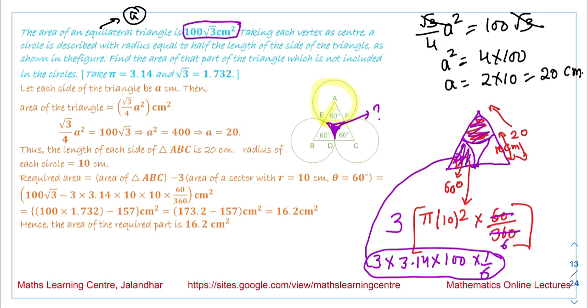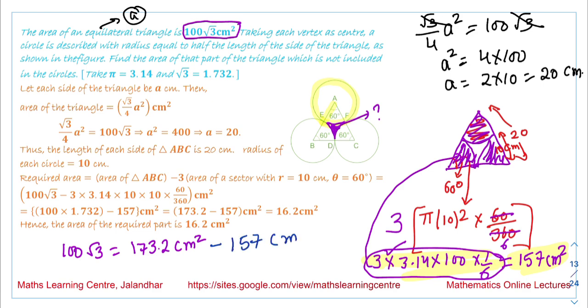We are talking about the area of this plus area of this plus area of this region. The area of the triangle is given to be 100 root 3, that is equal to 173.2 centimeter square. On solving this value, you will get the area of these 3 sectors as 157 centimeter square. So on subtracting these values, we will get the area of this portion. This is equal to 16.2 centimeter square.